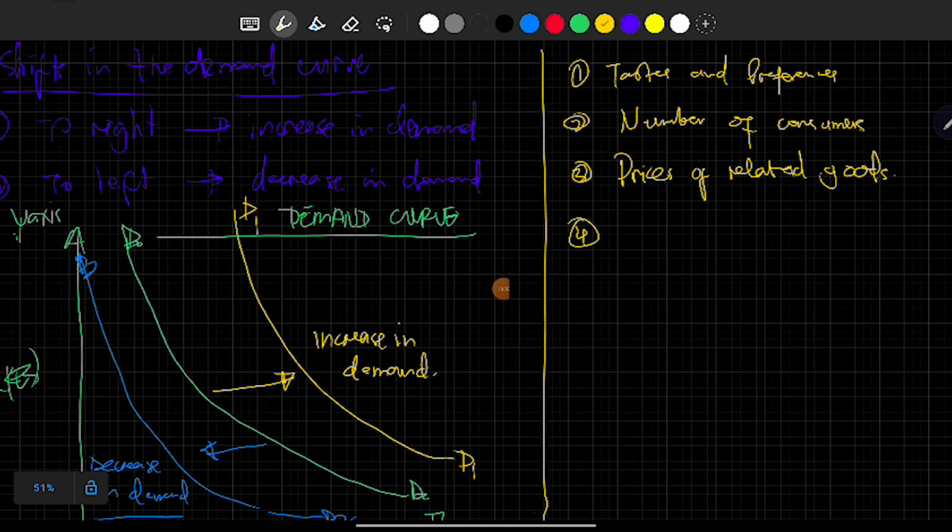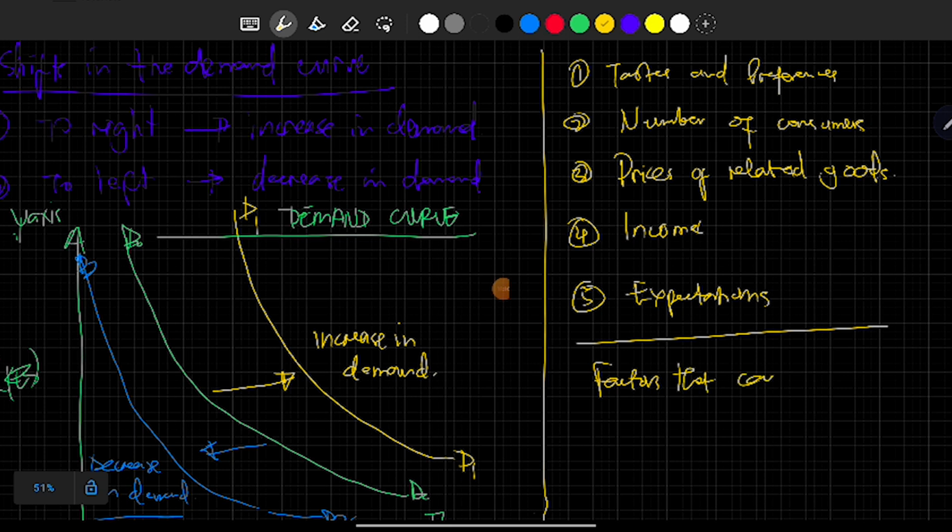Remember, it is not the price of the good itself, but prices of related goods. Then we have income. If there are changes in the income of the consumer, then the last will be expectations, which we can call consumer expectations. These are the factors that cause the demand curve to shift. This explains why the demand curve would either shift to the right or to the left.